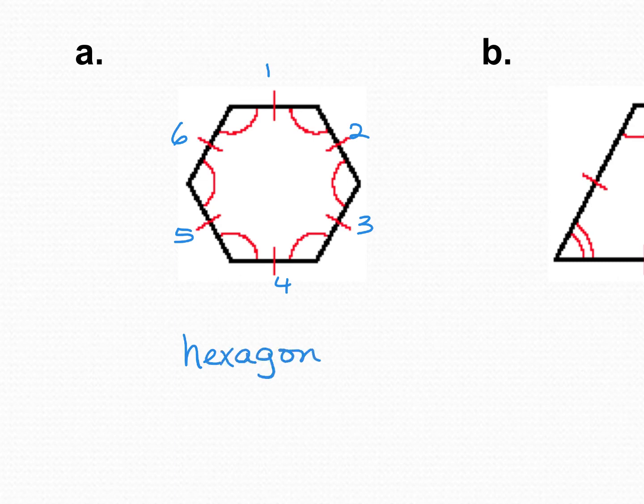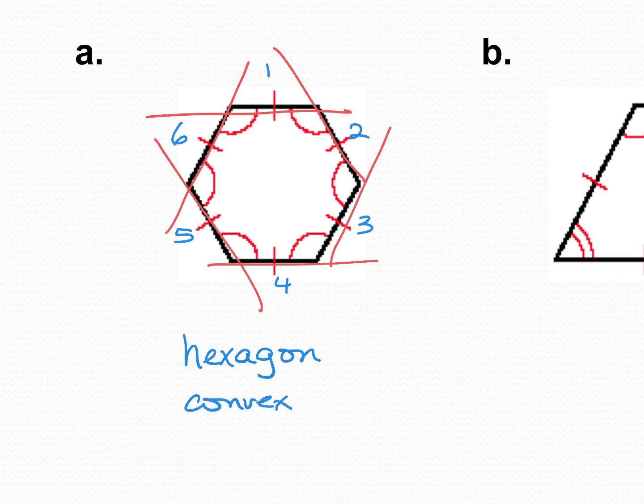And notice it doesn't look like any sides are caving in. Even if I go ahead and double check it with the lines, no lines go to the interior. So this would be a convex hexagon.